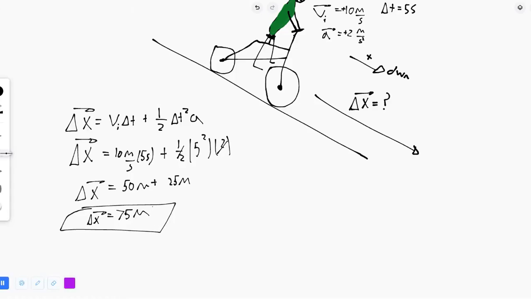All right, then there's one other thing I forgot to do here. So because it's a vector, we have to set direction, right? So be 75 meters down.